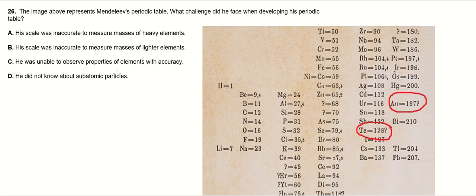All right, the image is not above. I just copied and pasted below. All right, what was a challenge he faced? He ordered them by mass, which worked out for a lot of them, but he would have had to know that they were protons, but they weren't discovered.